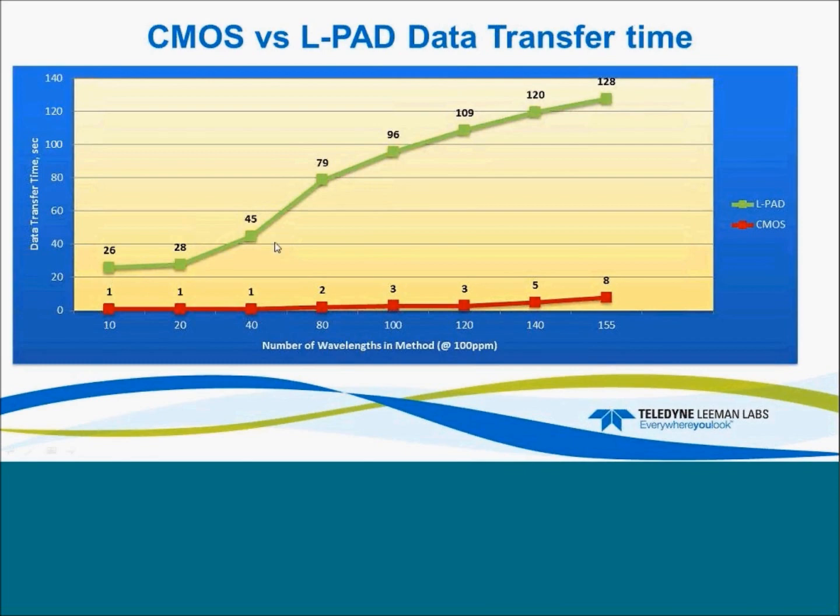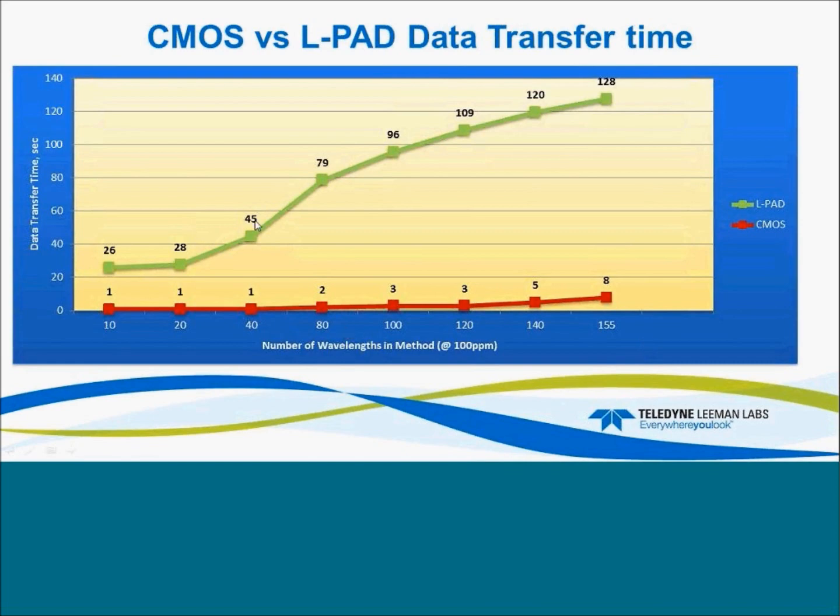So you can see as you go to higher and higher wavelengths, so when you get to 155 wavelengths, which is not very common, but you can just see as we go to more and more elements, the device slows down tremendously, where it's taken almost 2 minutes just to transfer down the data. Where on the CMOS device, 155 wavelengths takes 8 seconds of data transfer.